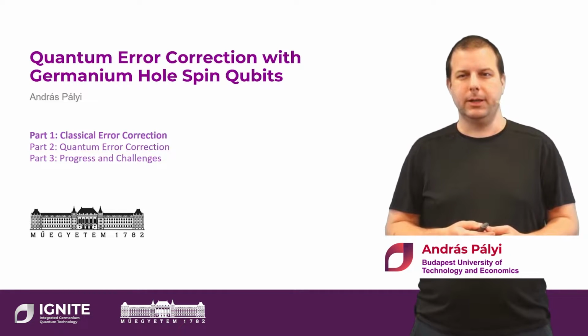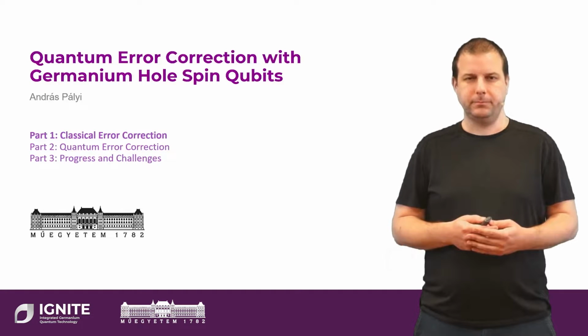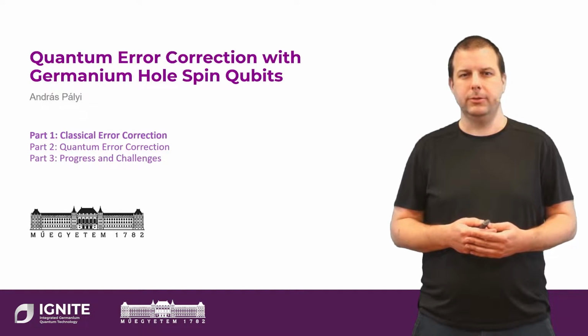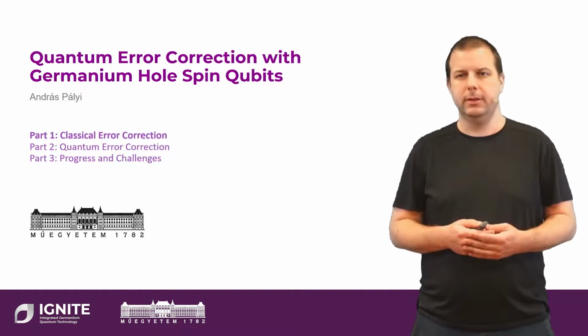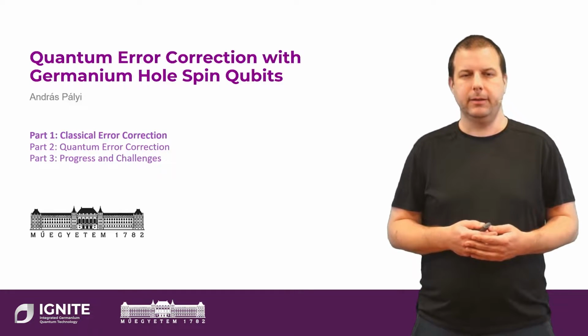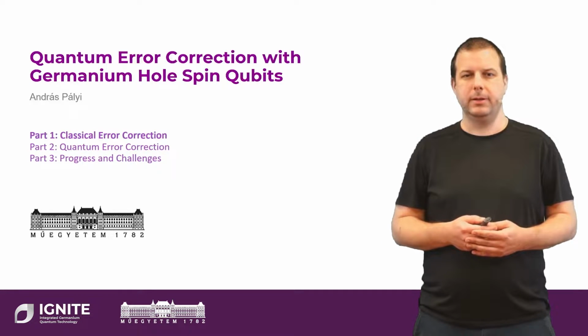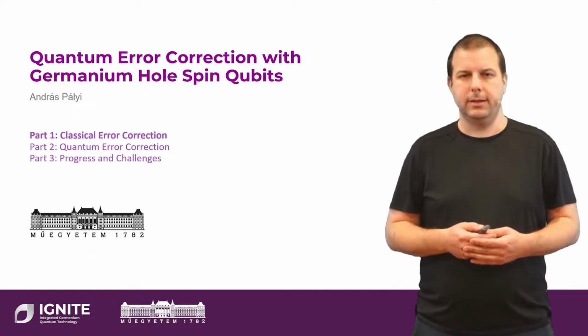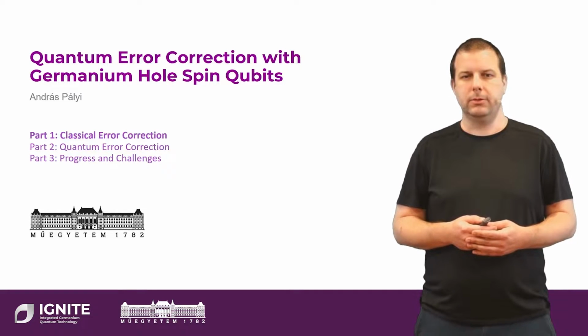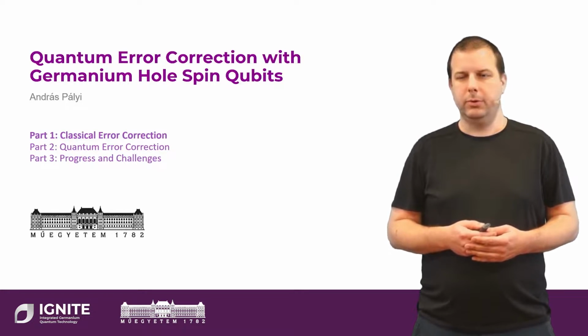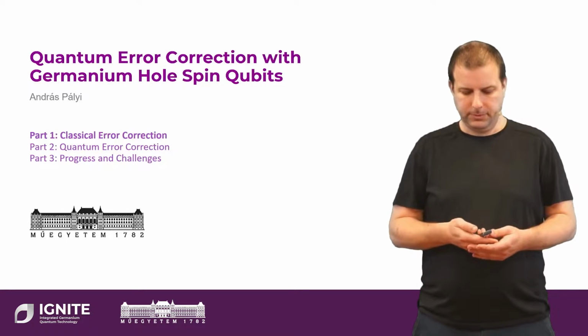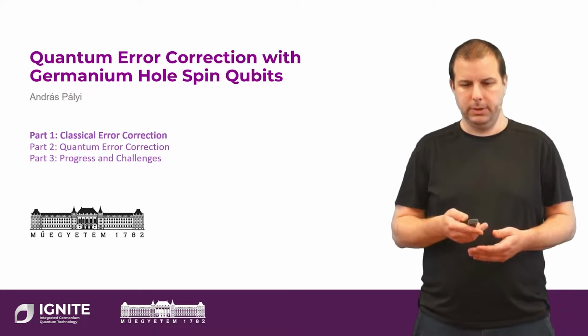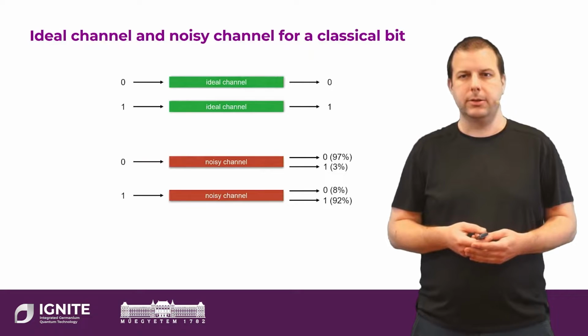And this lecture will be about quantum error correction with the germanium hole string qubits. In fact, the lecture consists of 3 parts. Part 1 is classical error correction, part 2 quantum error correction, and part 3 progress and challenges. So let's get started with part 1, classical error correction.